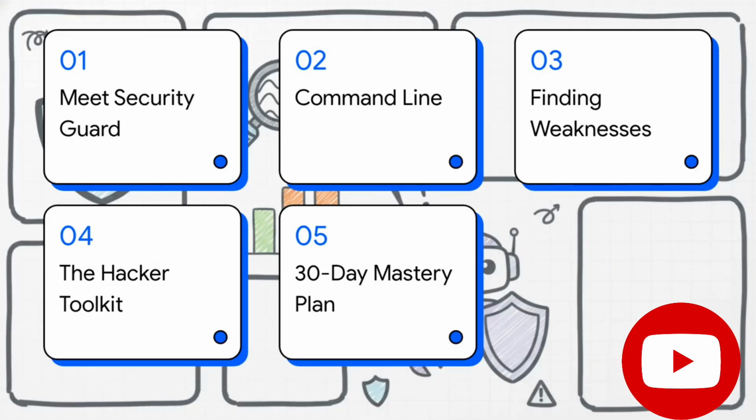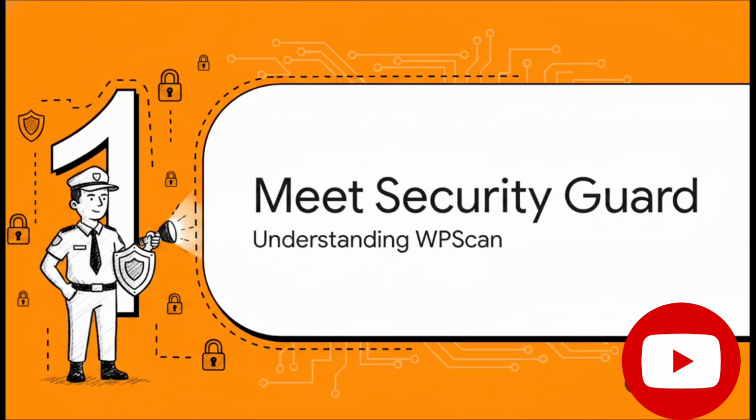Okay, let's dive into this. Here is our exact roadmap for today's explainer. First, we'll meet your security guard. Then we'll talk about speaking the command line. Third, finding WordPress weaknesses. Fourth, we're going to go over the essential hacker toolkit. And finally, we'll wrap the whole thing up with your 30-day mastery plan. Starting with Section 1, Meet Your Security Guard, where we'll really understand WPScan.